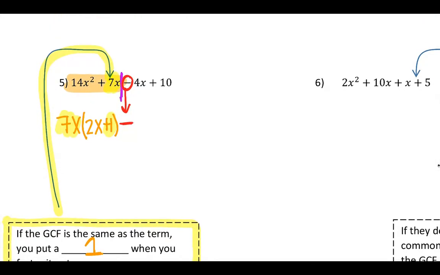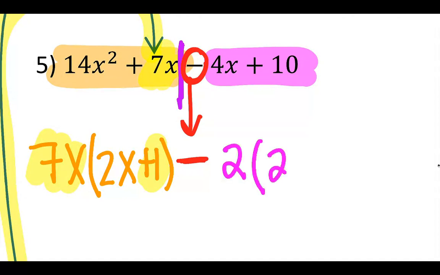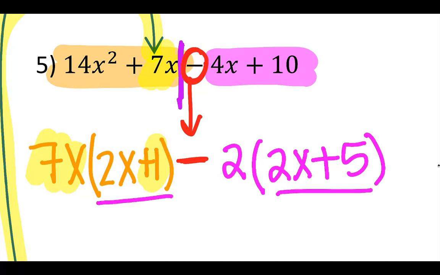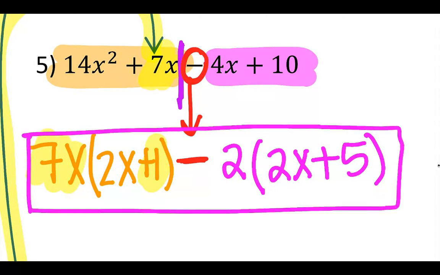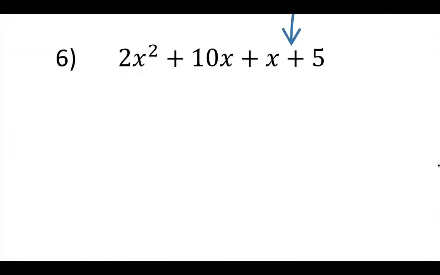Then I'm going to do my second one. My second term, zoom it on in, is 4x plus 10. So I can factor out a 2, and I'm left with 2x plus 5. Again, these two things inside the parentheses are not the same, so I can't factor anything out. So this is the most factored I can go. 6, again, can't do anything.